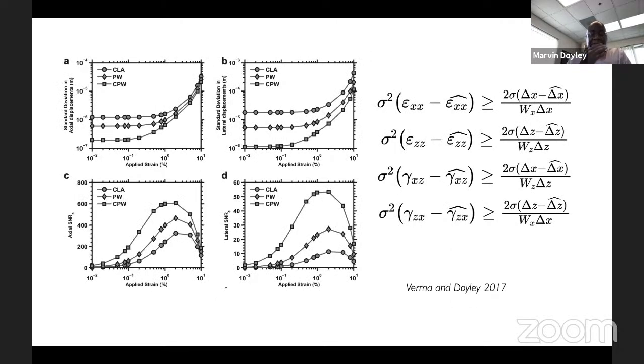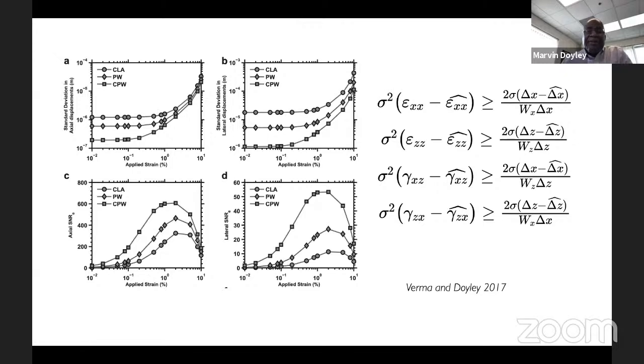And in order to calculate that uncertainty, we solved the Cramér-Rao lower bound. And this is some work a former student of mine did in 2007. Someone asked a question.